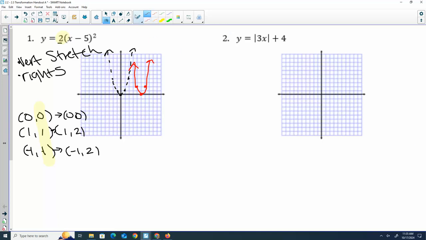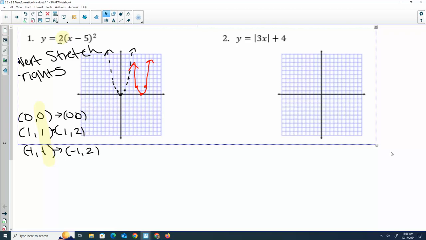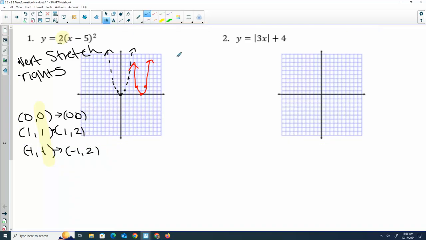Okay. Number 2. What is my parent function? Absolute value. 0, 0, 1, 1, 2, 2. Negative 1, 1, negative 2, 2. Describing the transformations. 3 is on the inside. Inside is horizontal, and it does the opposite. So it will shrink.